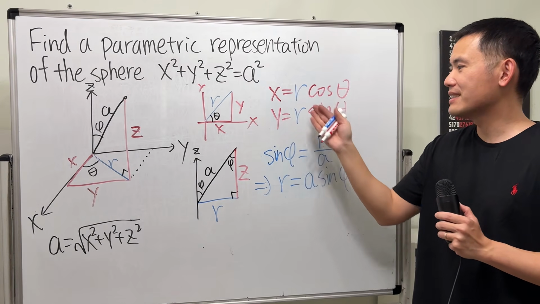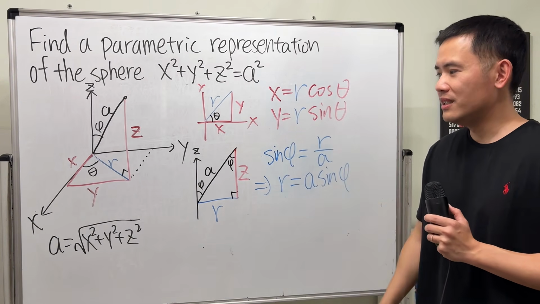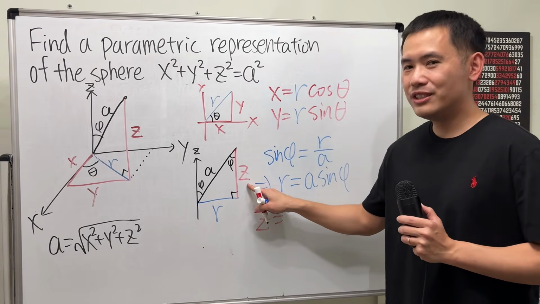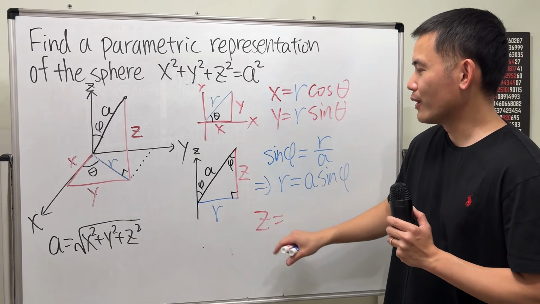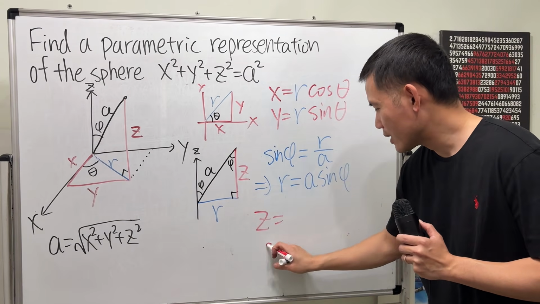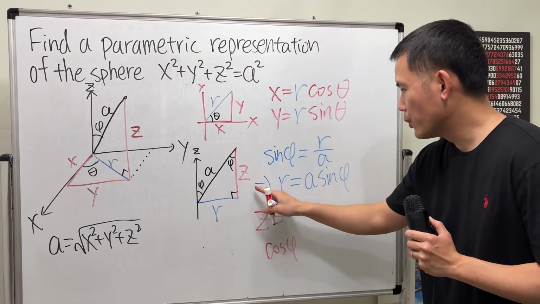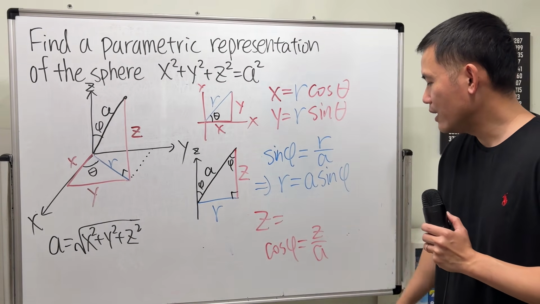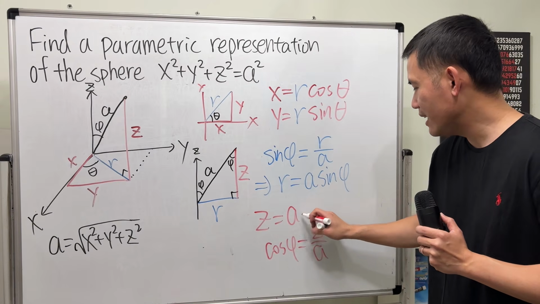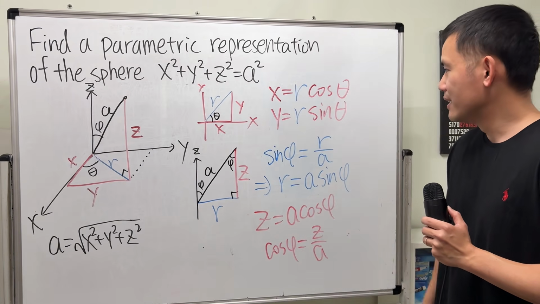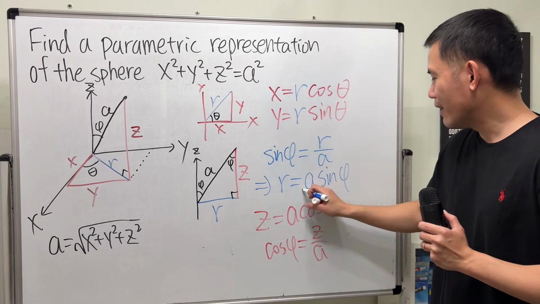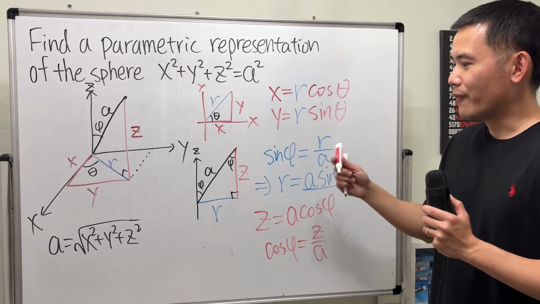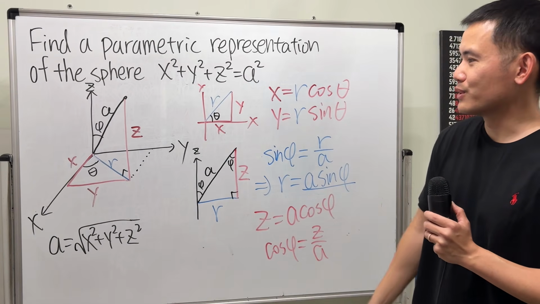And then we can figure out the x and y. But of course, we also need the z. But z is not bad at all. z is just the adjacent side of this right triangle, which is what? Well, cosine phi is equal to adjacent over a. So multiply both sides by a, we can see that z is equal to a times cosine phi. So have a look. All I have to do now is to put this into here and here, and then z is this already. So finally, I'll just give you guys the final results right here.